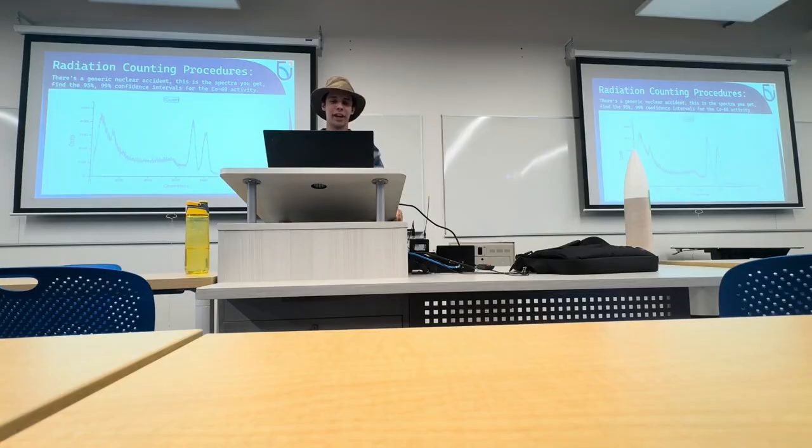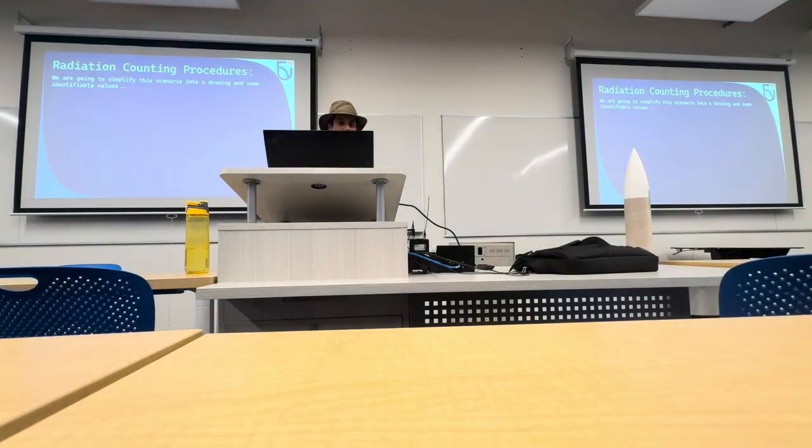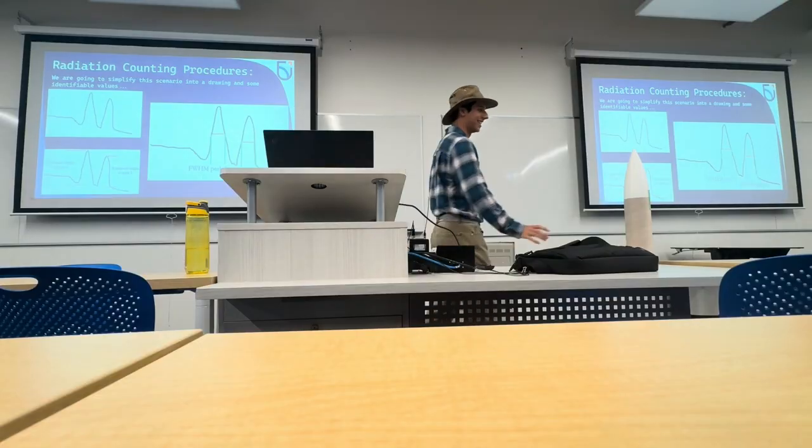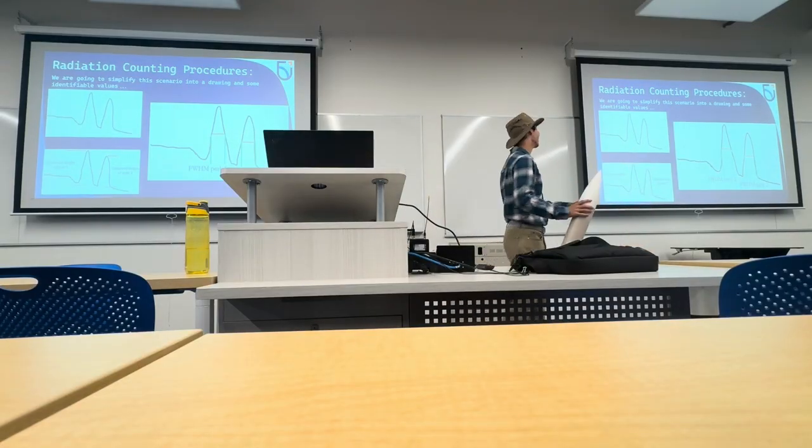Yeah, I got tired. This is a generic nuclear accident. This is the spectra you get. It's just the same image from before. Find the 95, 99 intervals for the cobalt-60 activity. So I'm going to do this in drawings here. You can tell when I started giving up.